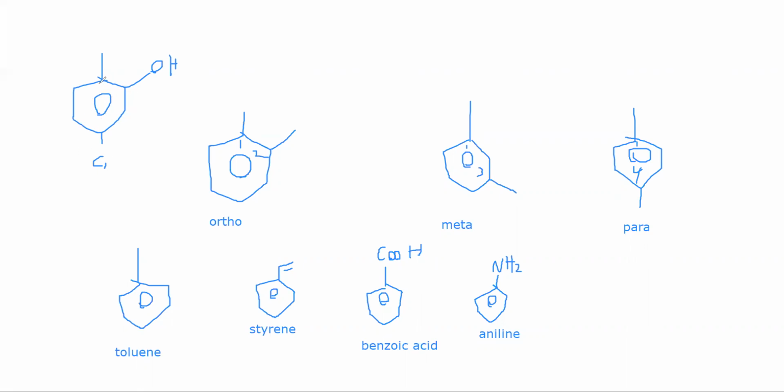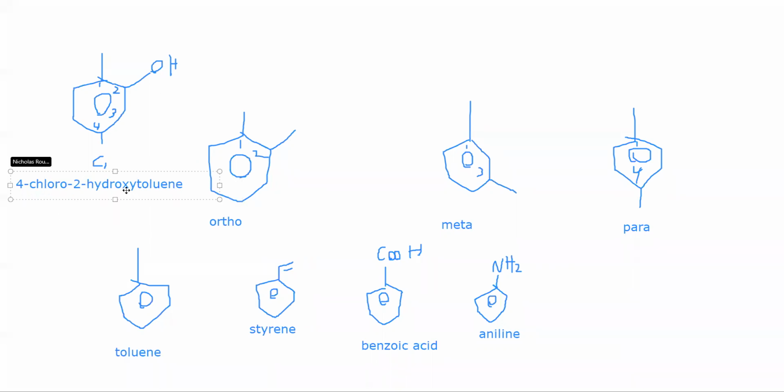I think in this case you'd want to number it like this, just so you can give the chlorine the lowest possible number as well. If you numbered it with the alcohol as 1, then the chlorine would be 5. So you could call this toluene, and then you would say that there is a hydroxy on 2 and a chlorine on 4. So this would be 4-chloro-2-hydroxy toluene.